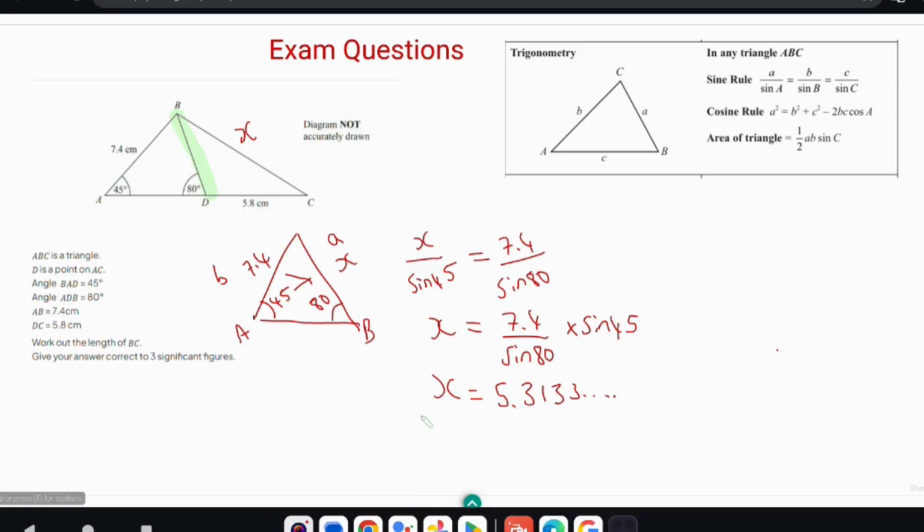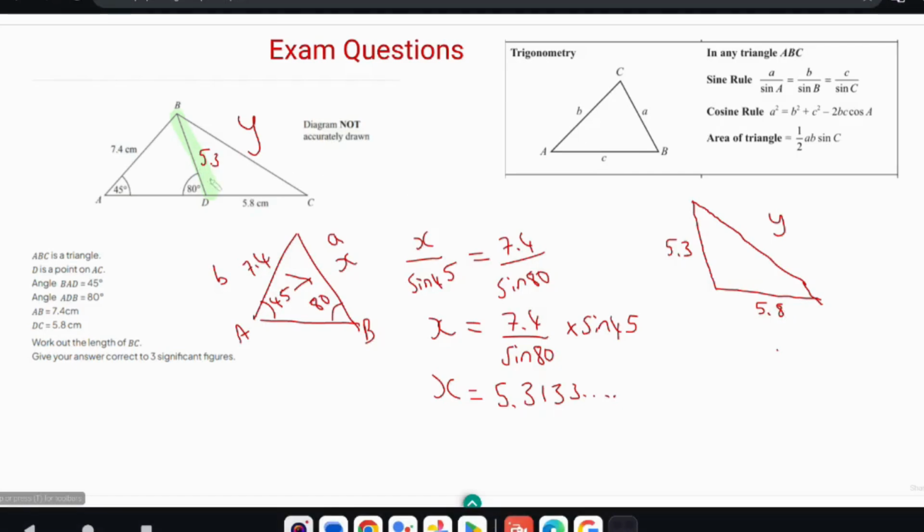Oh, hang on, I've called that x. I'm going to have to call that y. So this green length here is 5.3. Okay, so let me just draw out the triangle. Got y, we've got 5.3, got 5.8. Still don't have enough information. I could do with an angle. Could do with this angle here, really.